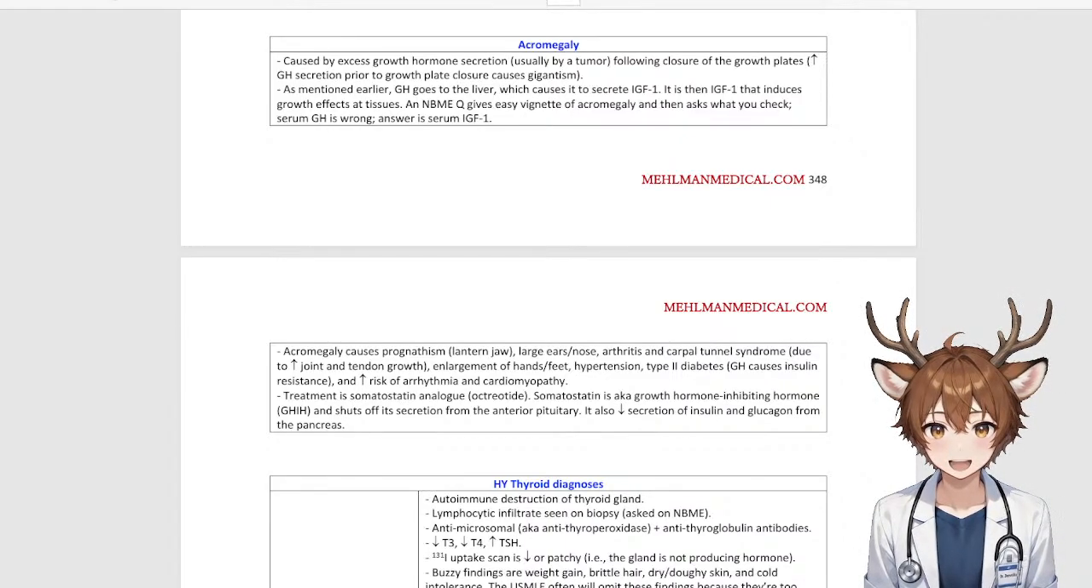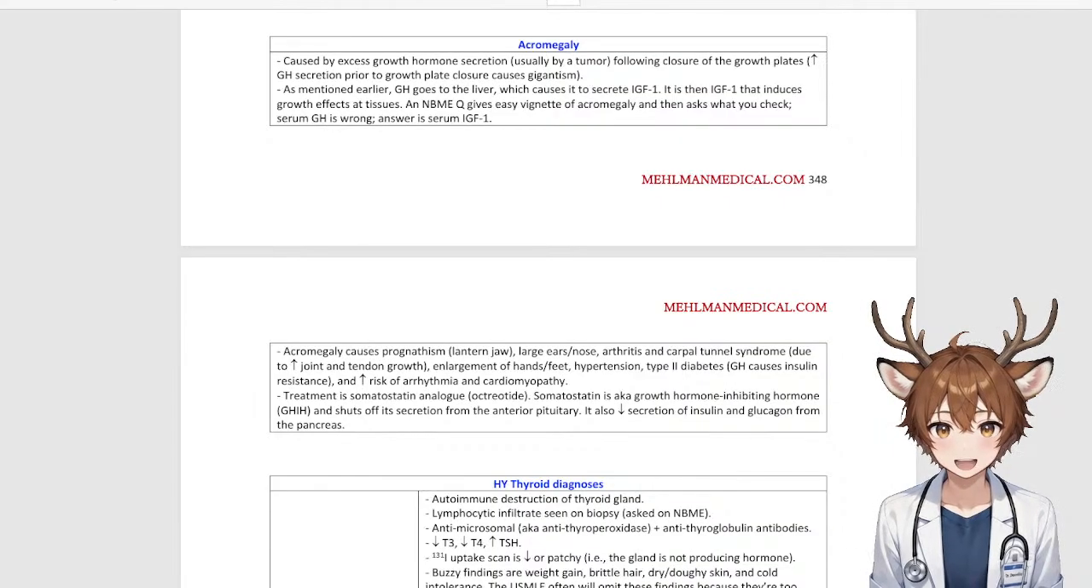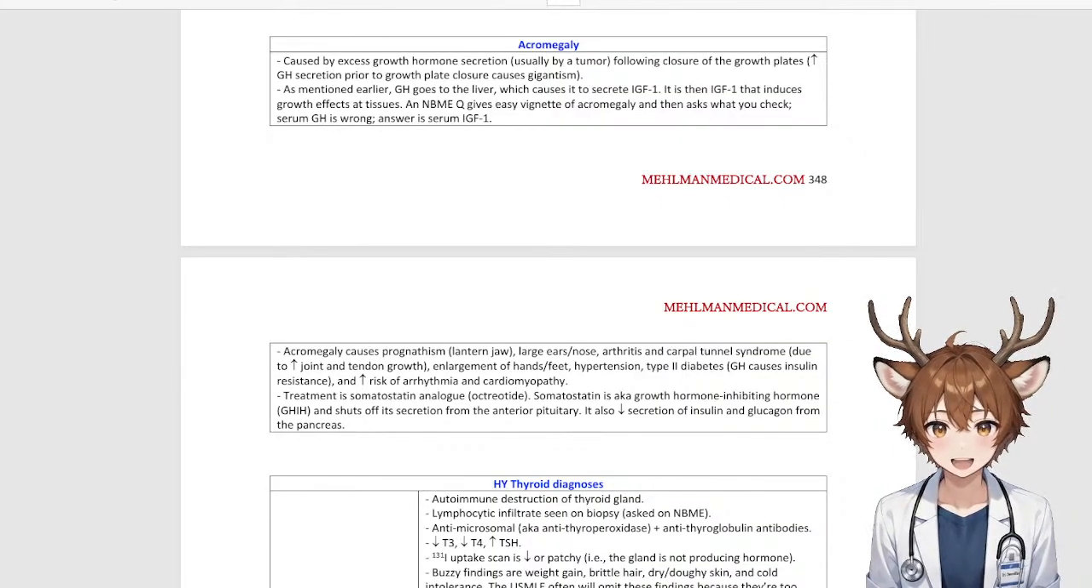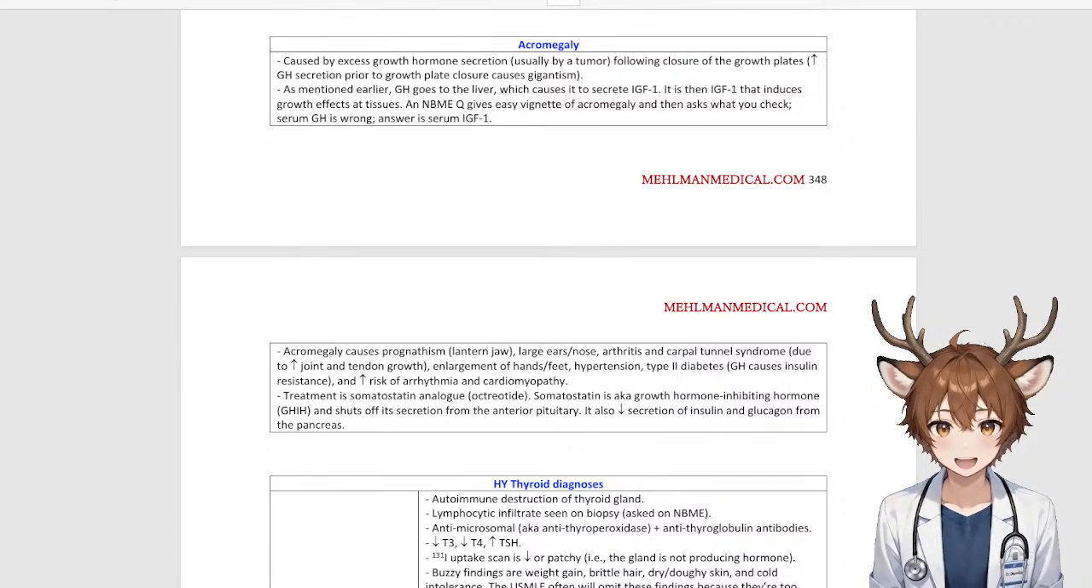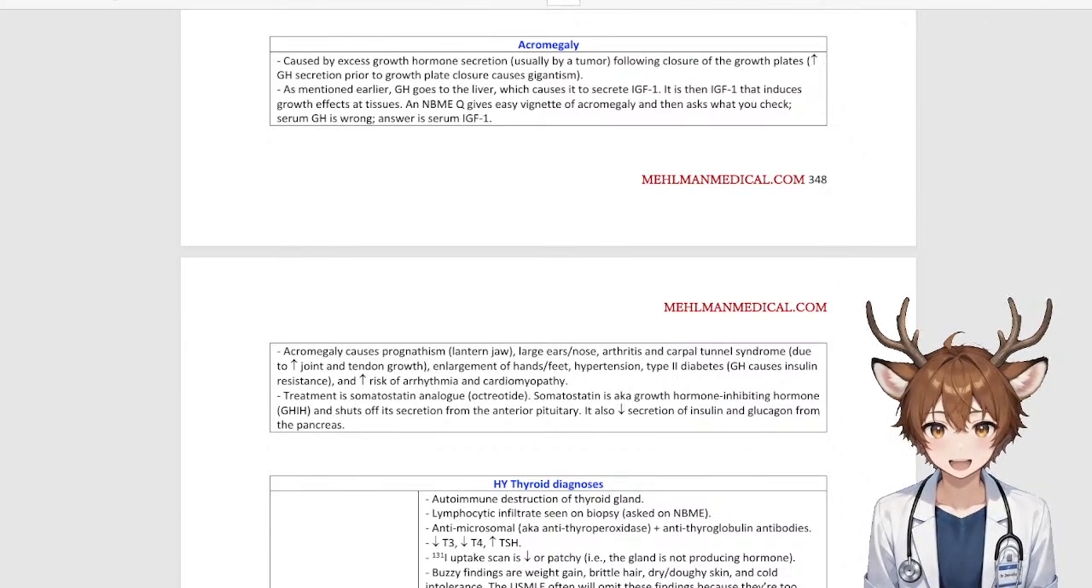Treatment would be the somatostatin analog octreotide. Somatostatin, aka growth hormone inhibiting hormone, GHIH, shuts off growth hormone secretion from the anterior pituitary. It also decreases secretion of insulin and glucagon from the pancreas.